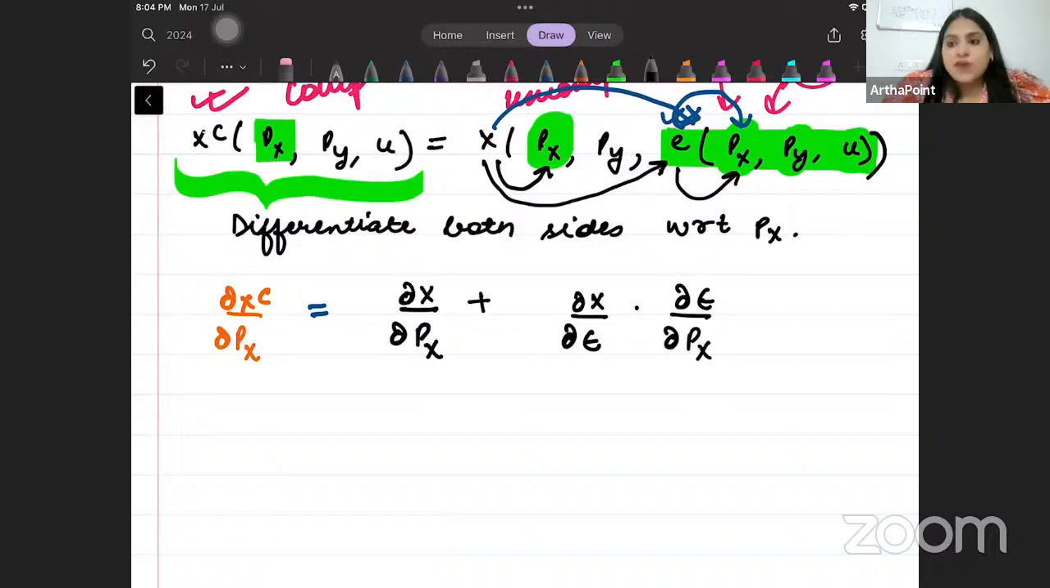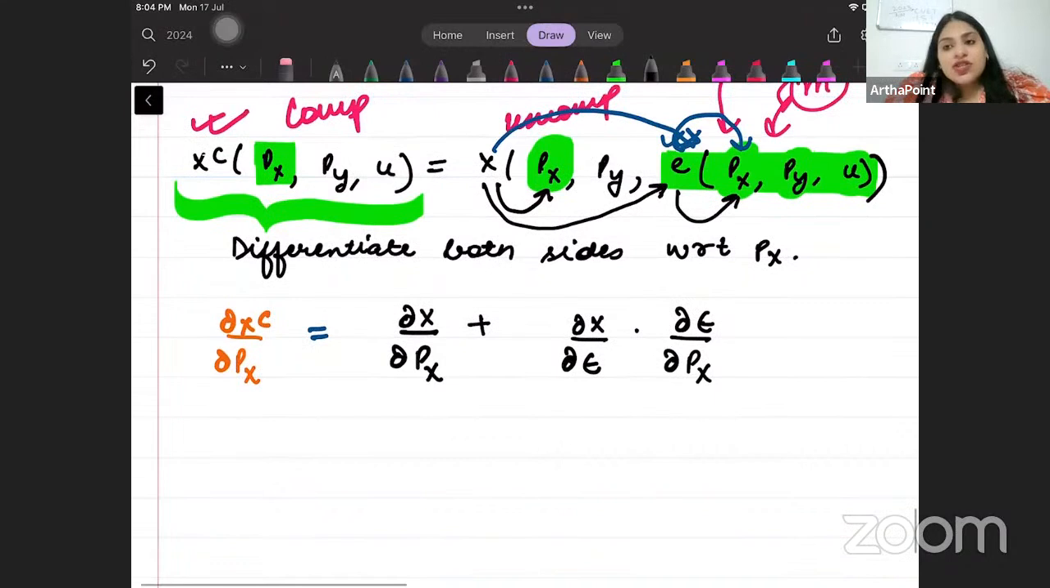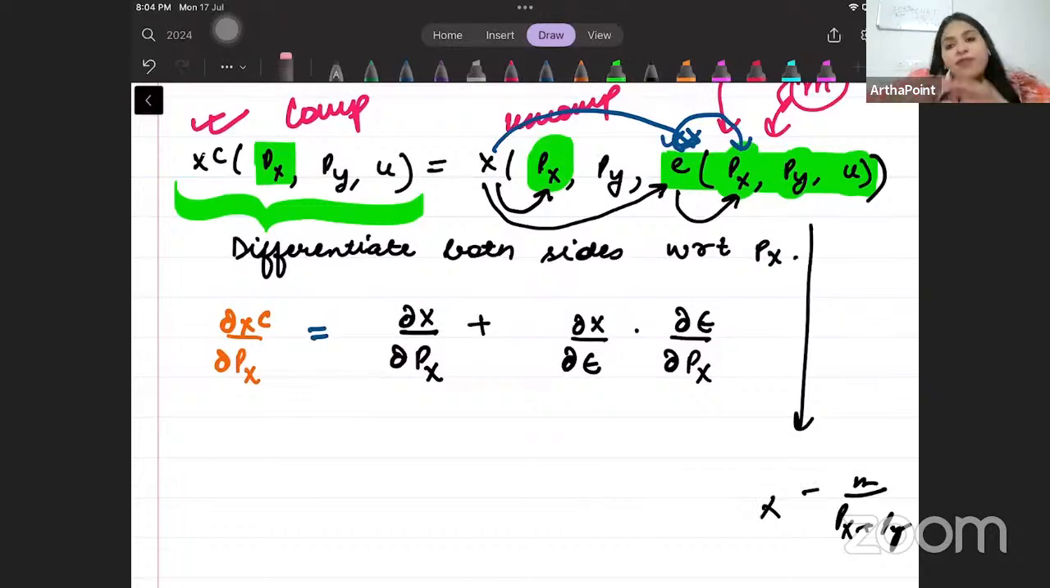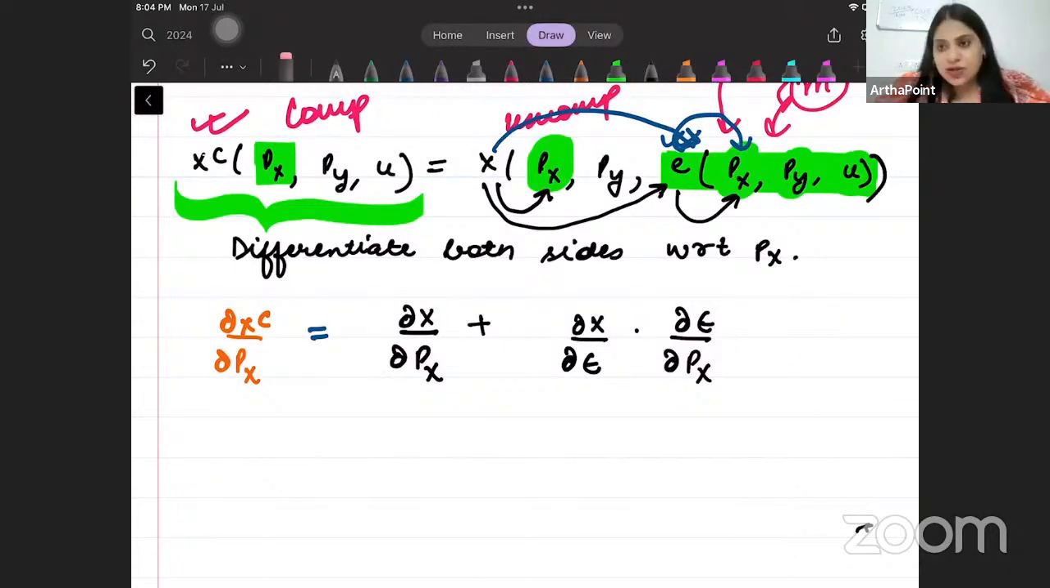Usme I will do implicit functions. Implicit function कौन से होते हैं? In which the function is not defined. यहाँ देखो, I am not writing x as m by 2 px या m by px plus py. कुछ function नहीं लिखा मैंने. I am just writing that x is a function of prices and expenditure. I haven't explicitly defined the function. So this beta is called implicit function.